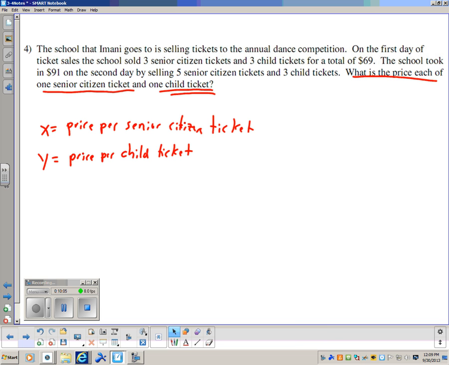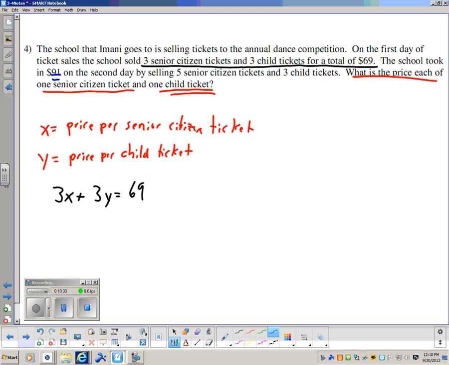And then we got some statements here. Sold 3 senior citizen tickets and 3 child tickets for a total of $69. Each senior citizen ticket costs X, and each child ticket costs Y for a total of $69. And then our other statement up there says $91, and they sold 5 senior citizen tickets and 3 child tickets. So setting that up, 5x plus 3y equals 91.